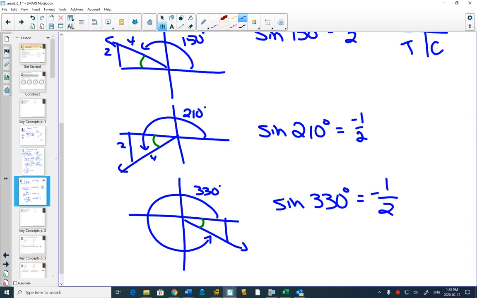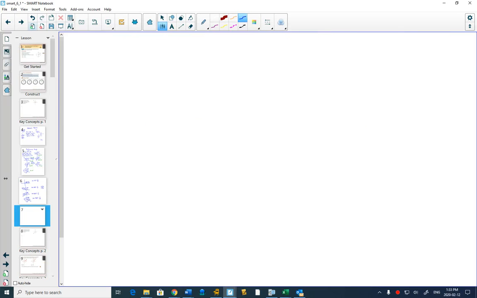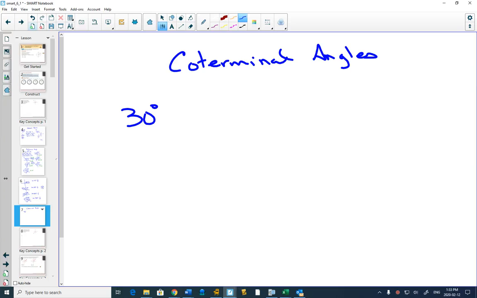One more important definition. Coterminal angles. Okay? 30 degrees is coterminal. You don't have to write this down. We'll get the definition again.